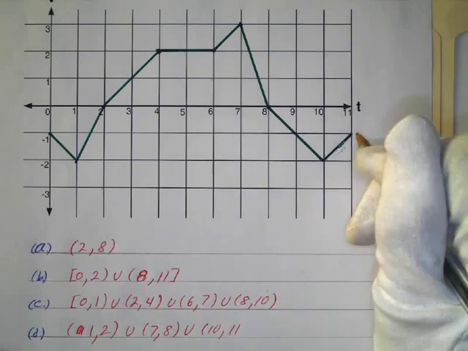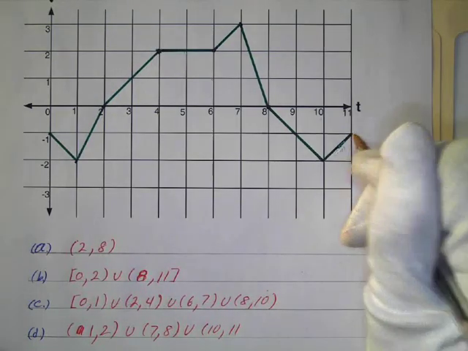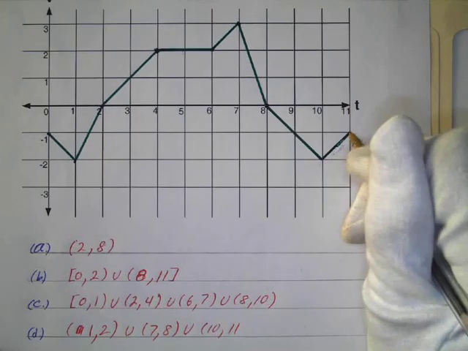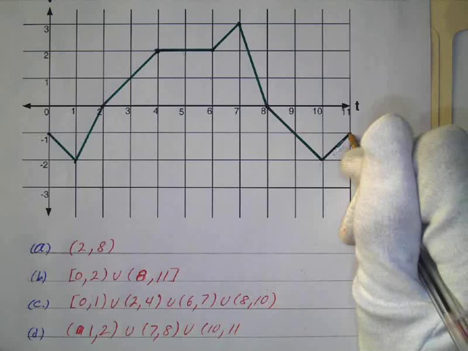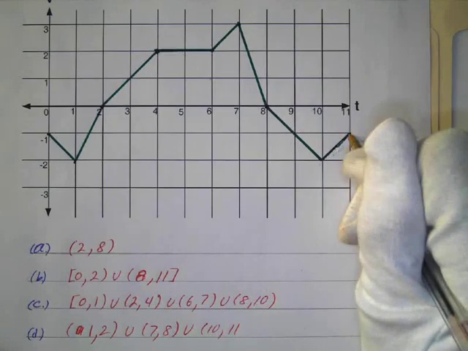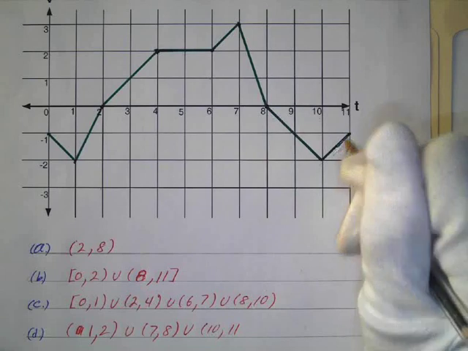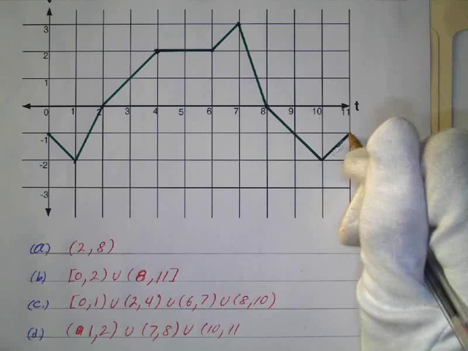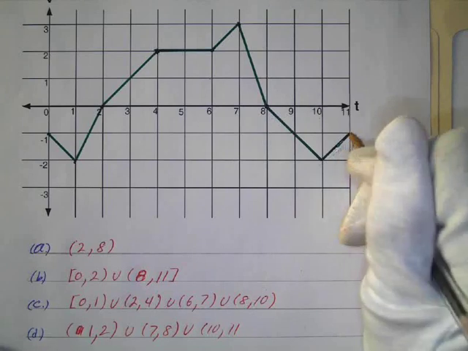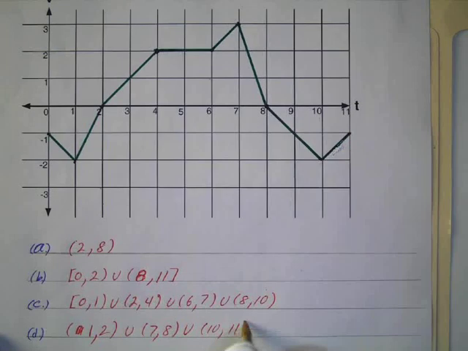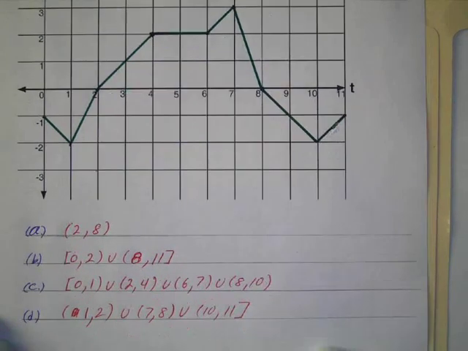Now at 11 seconds, you can see that the slope here is positive, which means the acceleration is positive. And we would use a left-hand derivative, and the left-hand derivative is positive. So the acceleration right here does exist. The acceleration is positive and the velocity is negative, so the particle is still slowing down at 11, so we'd have it closed. Bracket there.